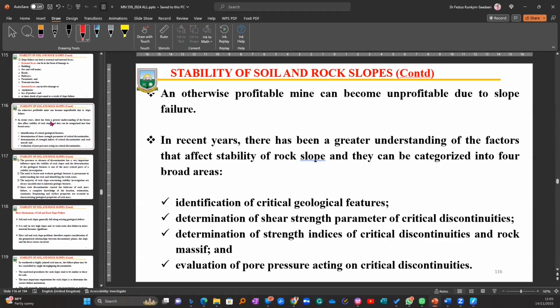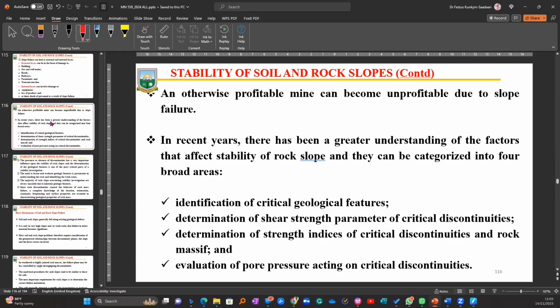And so any mine that is profitable at some point in time, if you have any slope failures, you can become unprofitable, because by the time you have resolved all these issues regarding your slope failure, you have spent a lot, such that it becomes difficult for you to go back into operation that quickly.